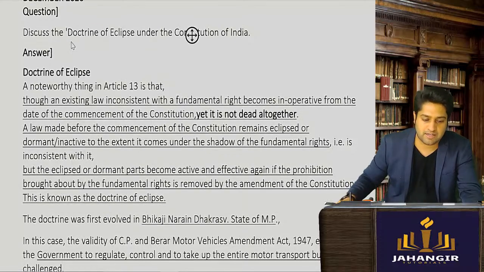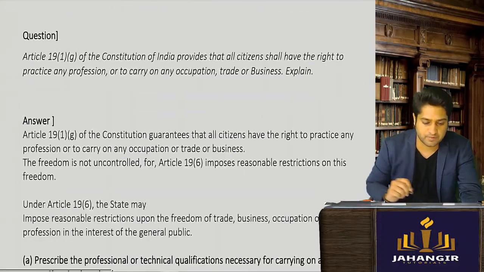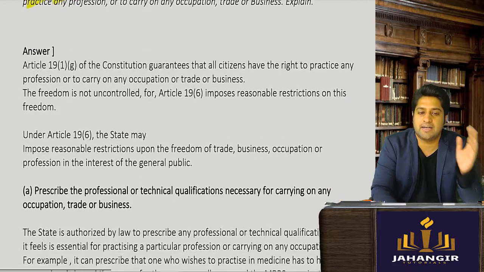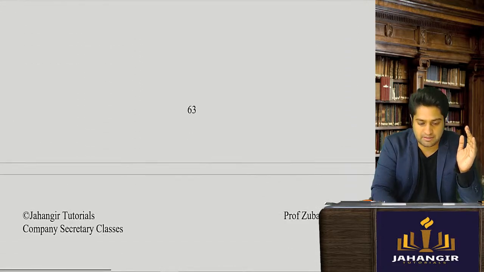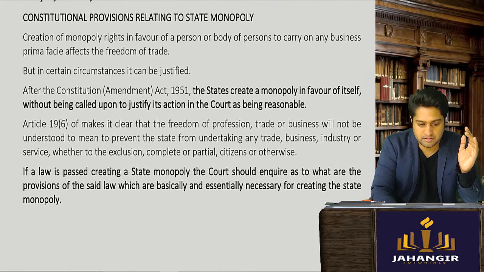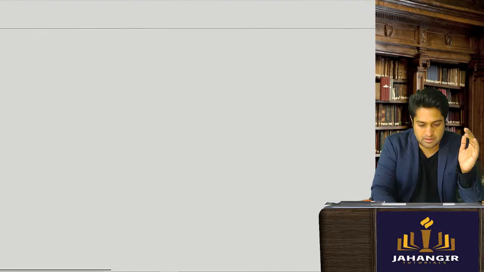Then comes doctrine of eclipse. We've done that also. Then comes Article 19.1(g). I told you Article 19.1(a) and 19.1(g) are very important. Okay. Then that's it. So I have completed the full chapter marathon. The chapter of Constitution itself comes for around 15 marks in your exams, and I have covered it entirely in detail.